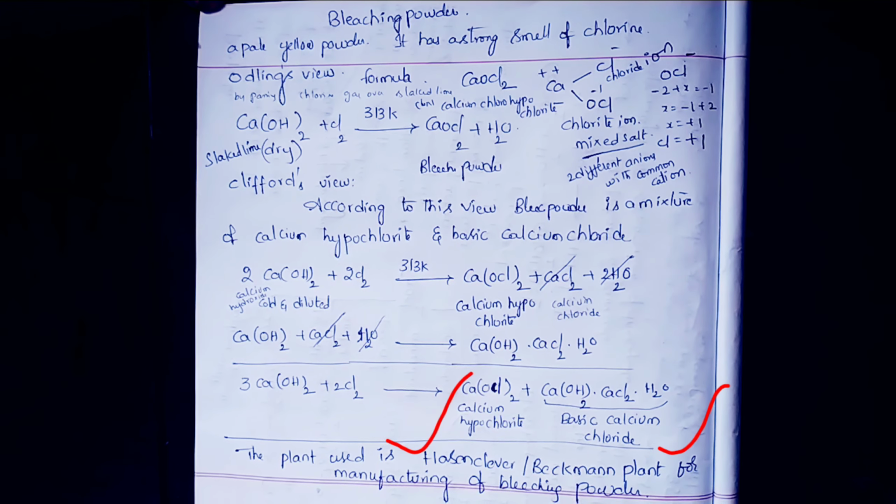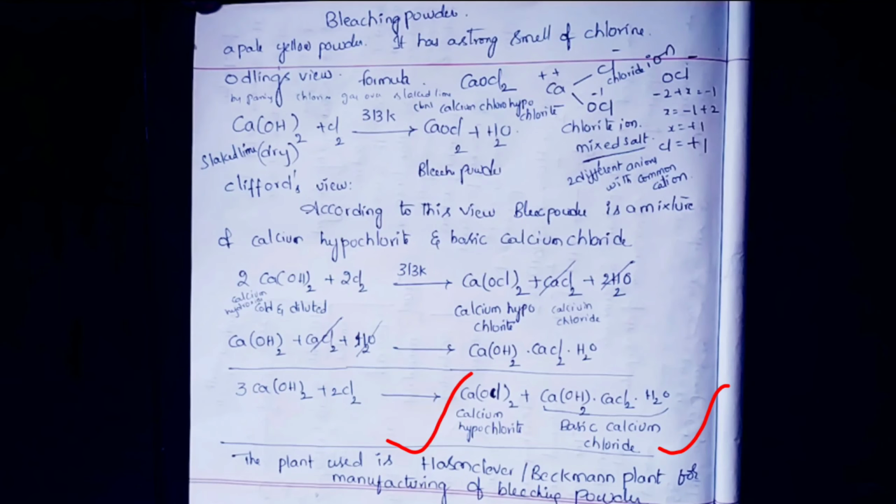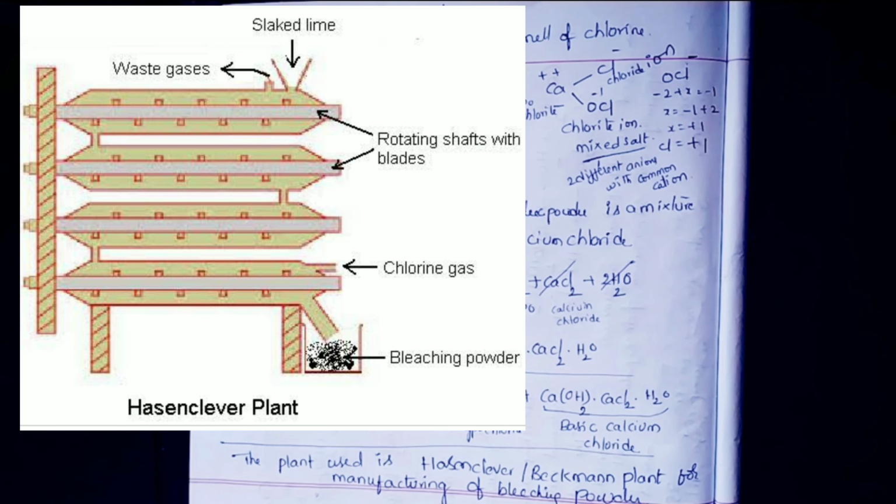Cold and diluted 2 moles of calcium hydroxide is treated with 2 moles of chlorine gas. It forms calcium hypochlorite, calcium chloride and water. This calcium chloride and water are again treated with calcium oxide, left side and right side are cancelled. Overall it forms calcium hypochlorite and basic calcium chloride. The plants used for the manufacturing of bleaching powder are Hasenclever and Beckmann plants.